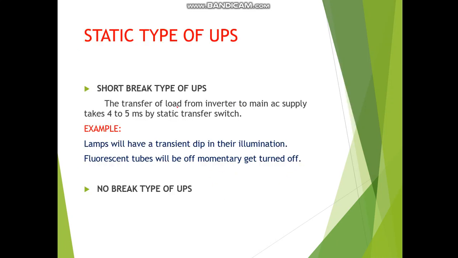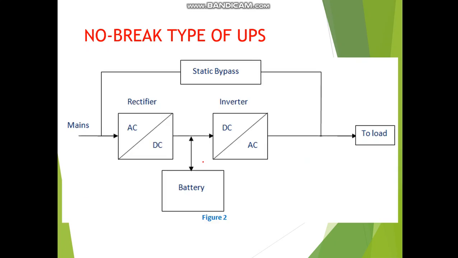We have some disadvantages in the short break type of UPS. The transfer of load from the inverter to maintain the AC supply by the static transfer switch will take 4 to 5 milliseconds. This can be observed with lamps, which show transient dips in their illumination. Fluorescent tubes will momentarily turn off. To avoid such disadvantages, we go to the no break type of UPS.